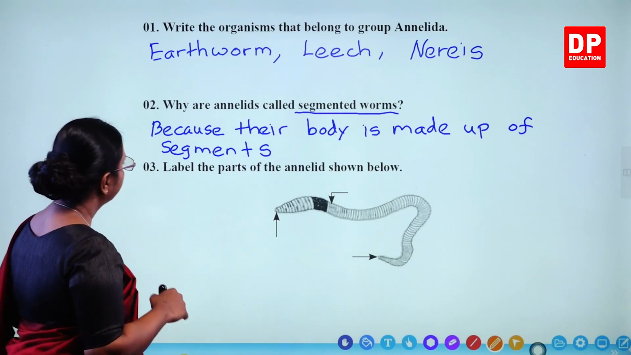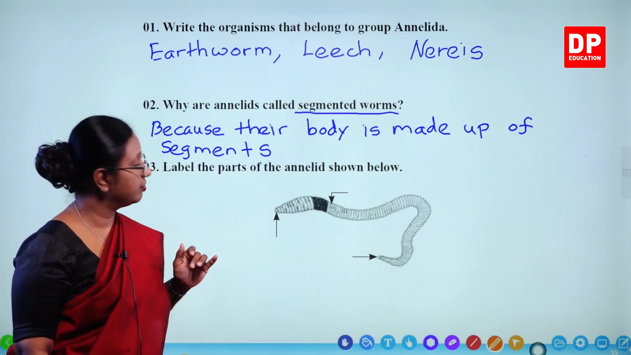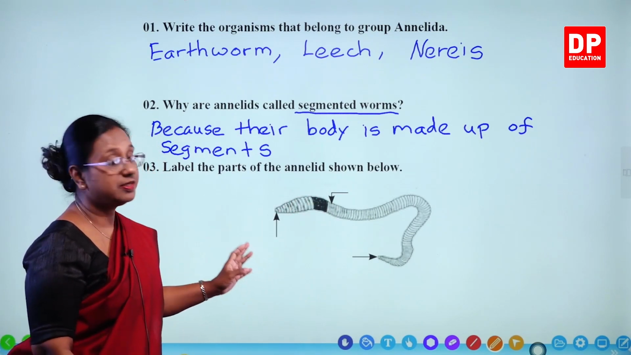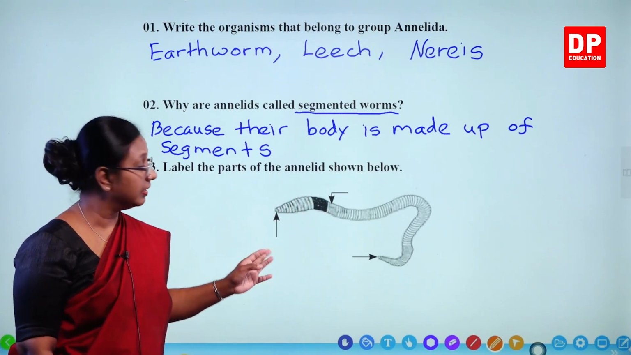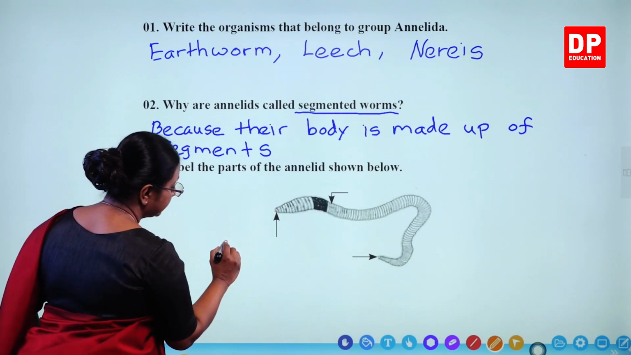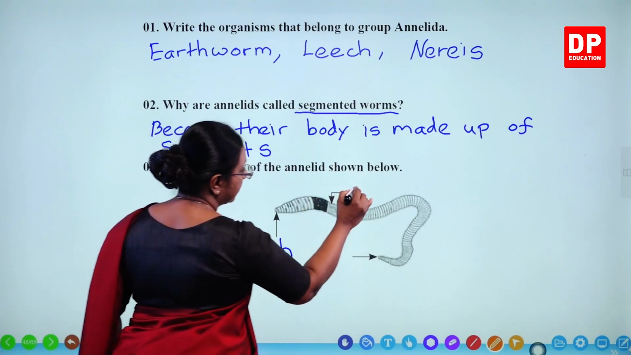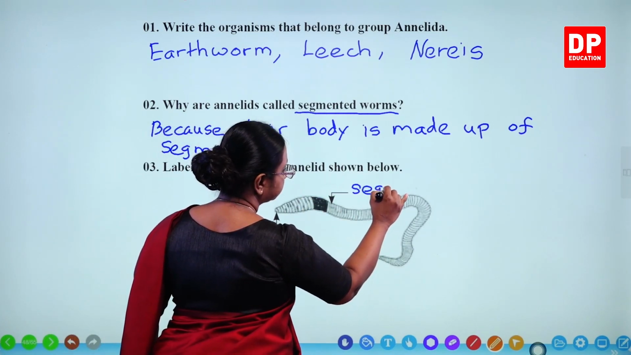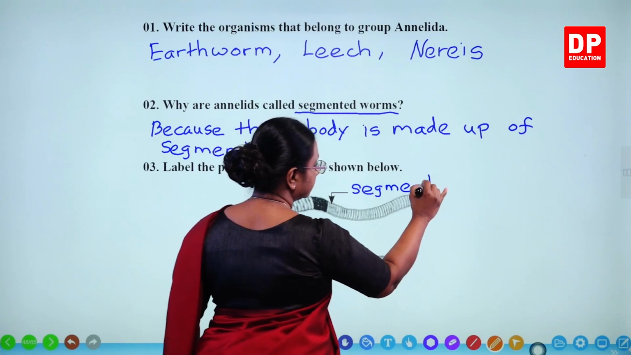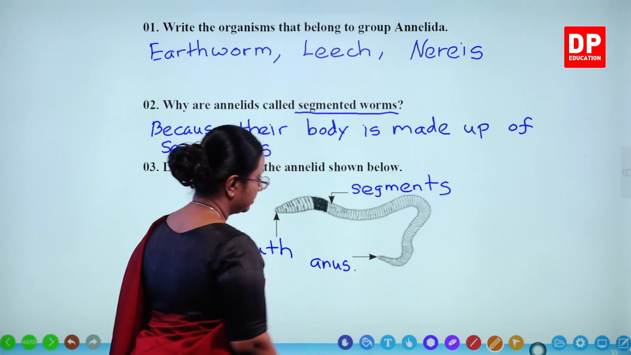Segmented worm. Then the third one, label the parts of the annelid shown below. Looking at the picture, you know it is an earthworm and there are three parts that have to be labeled. What is this? This is the mouth, and these are the segments, and this is the anus.